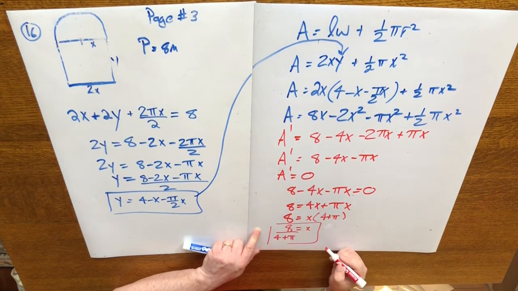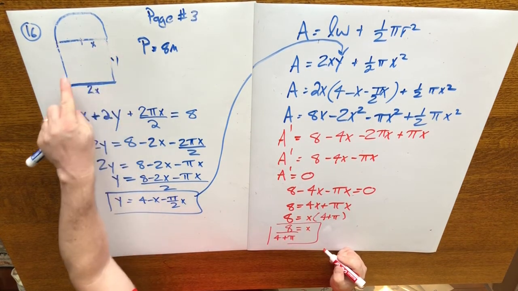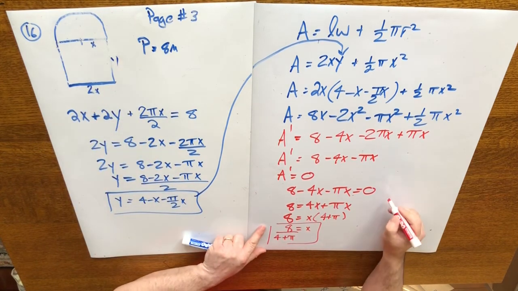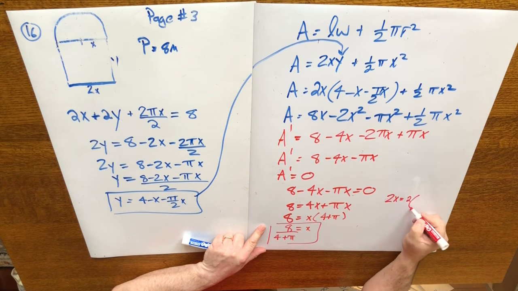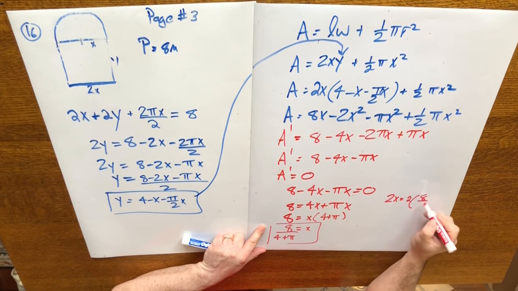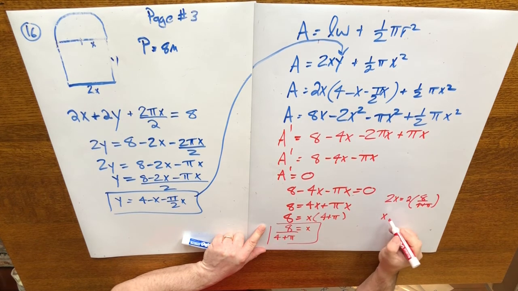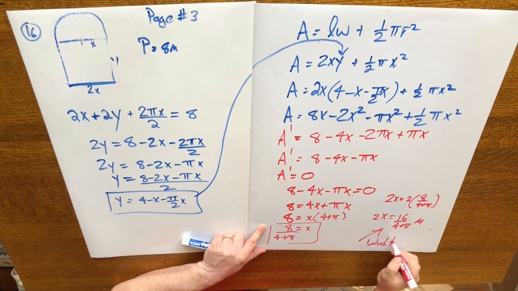Now that represents x, which is half of the width of the window. 2x is the width of the window. So 2x equals 2 times 8 over 4 plus pi. So 2x, the width of the window, is 16 over 4 plus pi meters. And that's the width of the window.